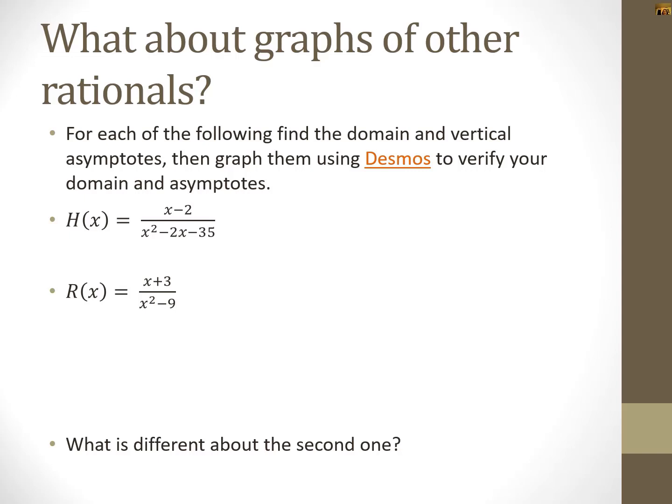For each of the following graphs, pause the video for a moment, take a look at them, set your denominators equal to 0, and see what the domain is going to be. What are the things that you cannot have and what are the things that you can have? Then go to Desmos and see what happens to those graphs. The second one's going to have something different, so be careful with that one and talk with a partner about what happened on that second one. Go ahead and pause and do that for a moment.